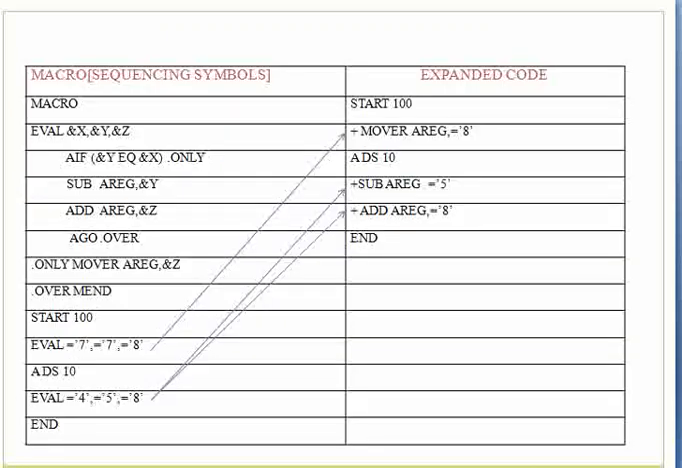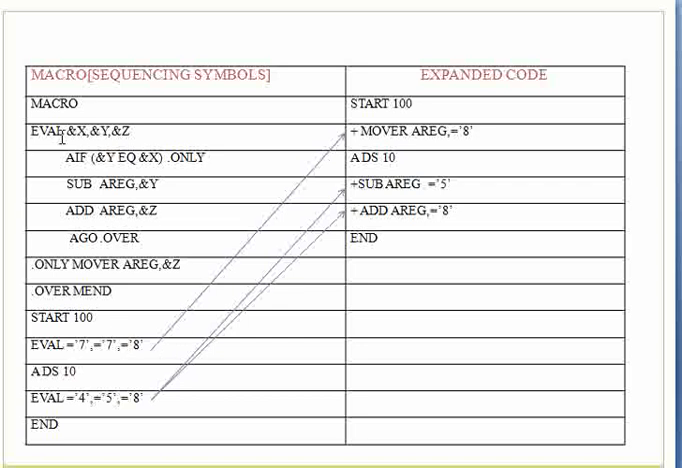Okay, so a little more in detail would be this kind of example. I've taken the same macro, and here I have made this macro call. So I've got this START 100 as it is. Now if you look at this EVAL, this is a macro call for the macro named EVAL, and I have sent 3 parameters: 7, literal 7, followed by 8. So x takes the value of 7, y takes the value of 7, and z takes the value 8. These are all positional parameters, so the value is given based on position.